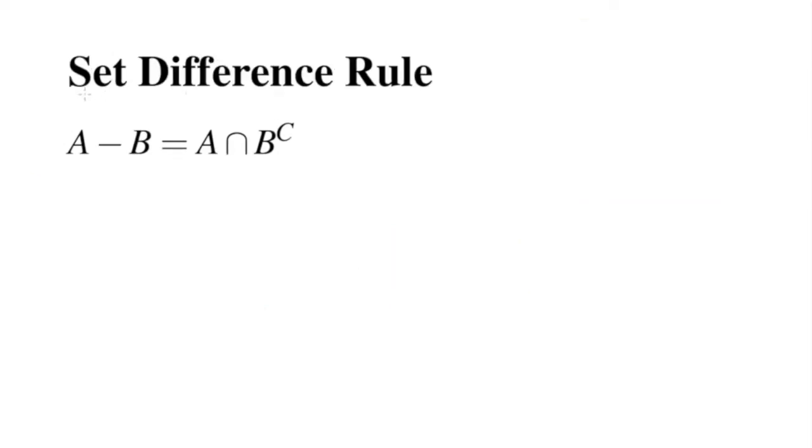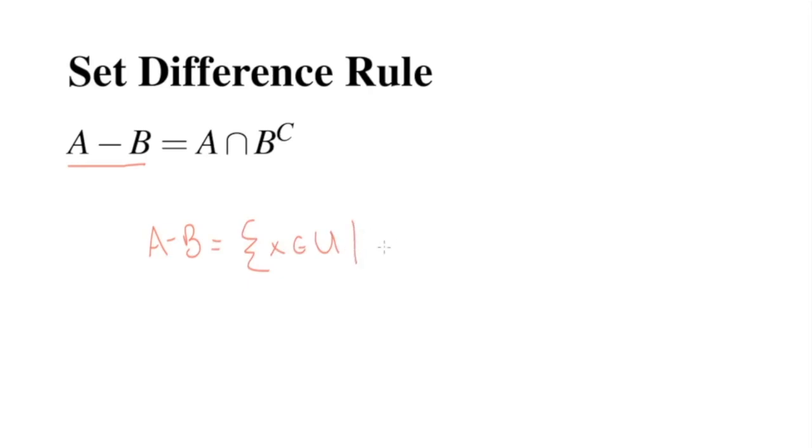So this rule, the set difference rule, is a little more simple. All it is is just redefining the set difference. So A minus B is equivalent to A intersect B's complement. This rule is pretty simple because we already know how to define A minus B from previous videos, right?